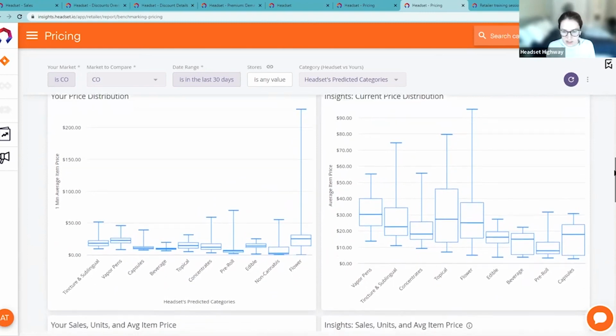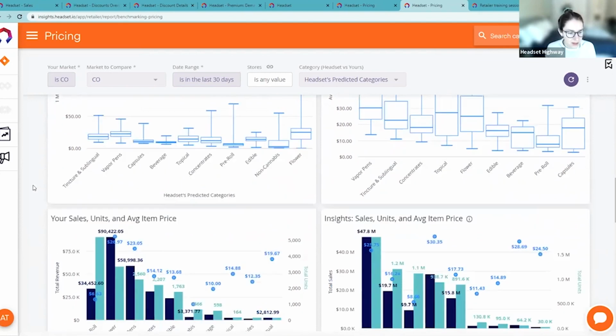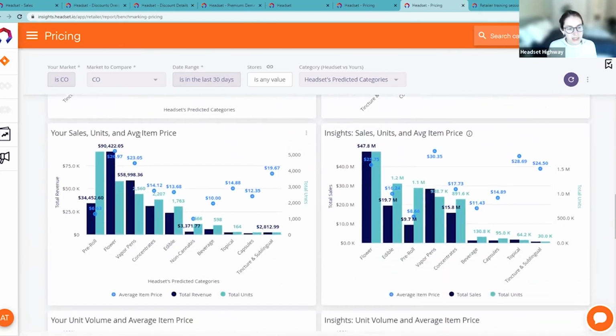So different price distributions. If you hover over any of these, it's going to give you a lot of details about the minimum, the median, the max, etc. Same thing with sales units and average item price. You can get a good look at what your average units are, as well as what your total revenue has been for those specific categories. And if you hover over again, you get that average item price. So again, same info, just displayed a little bit differently.